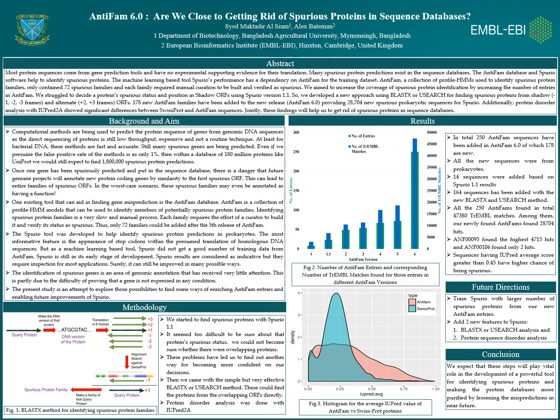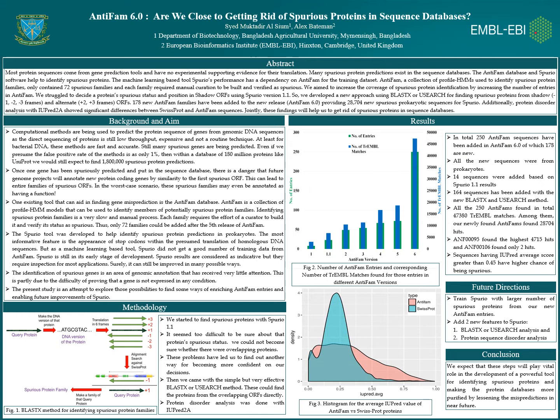Now, what are the consequences of these spurious proteins? Future genome projects will annotate new protein coding genes by similarity to the first spurious open reading frame. This can lead to entire families of spurious open reading frames. In the worst case scenario, these spurious families may even be annotated as having a function. For example, a spuriously predicted gene on the opposite strand of ribosomal RNA had been given the incorrect function of cell wall hydrolase. One existing tool that can aid in finding gene misprediction is the AntiFam database.